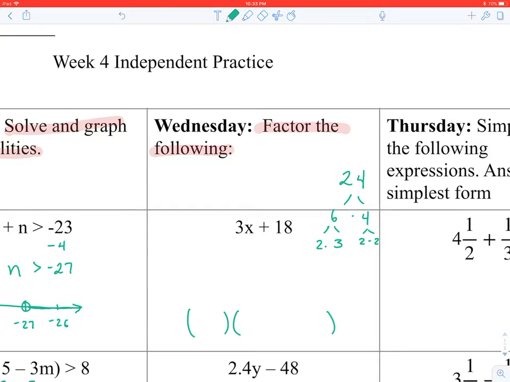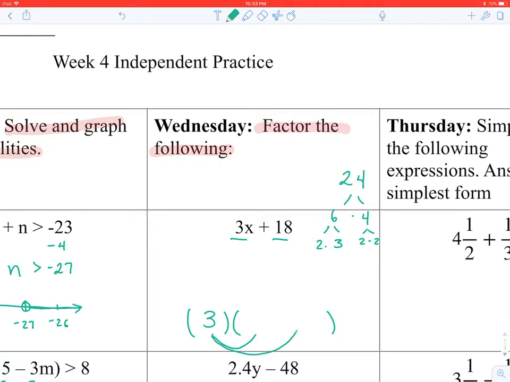So what I need to decide, though, is what am I going to factor out? What do this and this have in common? Well, they both have in common a multiple of 3. 3 and 18 are both multiples of 3, so I can factor out a 3.